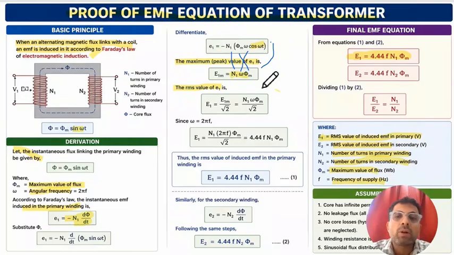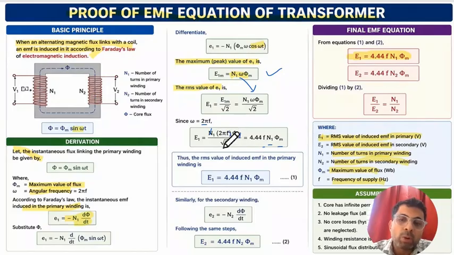So the equation you have got here is E1m equals N1 omega phi m. Now how to calculate the RMS value? E1 equals E1m divided by root 2. So I took the value of E1m, that is N1 omega phi m divided by root 2. And what is the value of omega? It is 2 pi f. We just put in all the values: N1 as it is, omega equals 2 pi f, phi m as it is, divided by root 2. This N1, this phi m and this f are as it is.